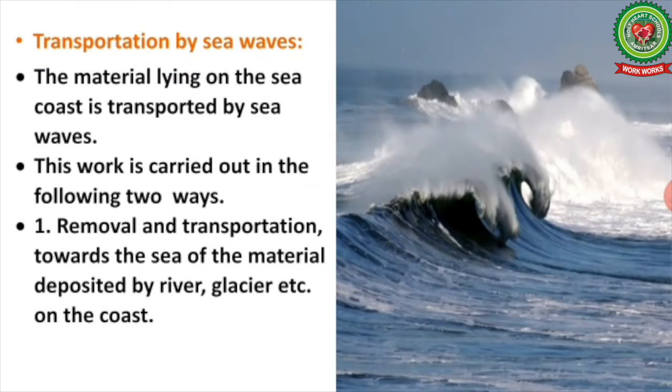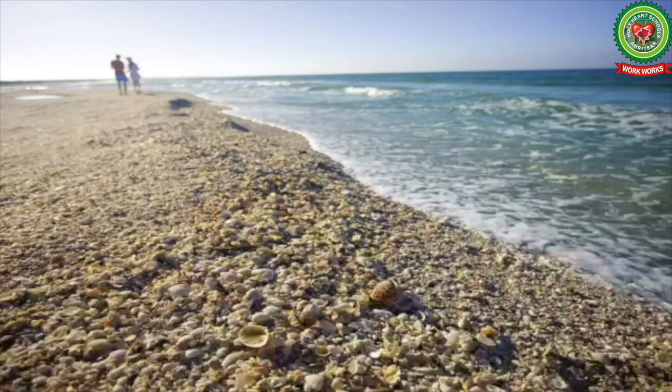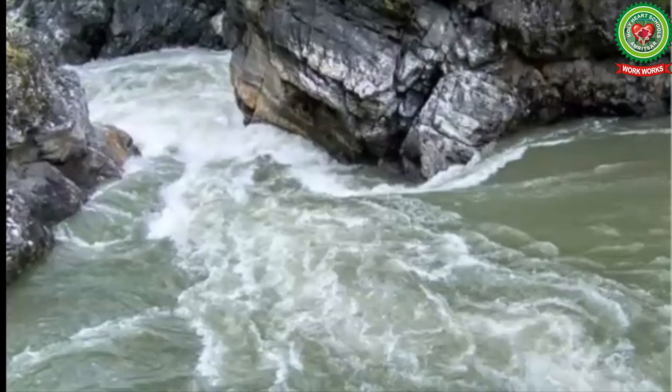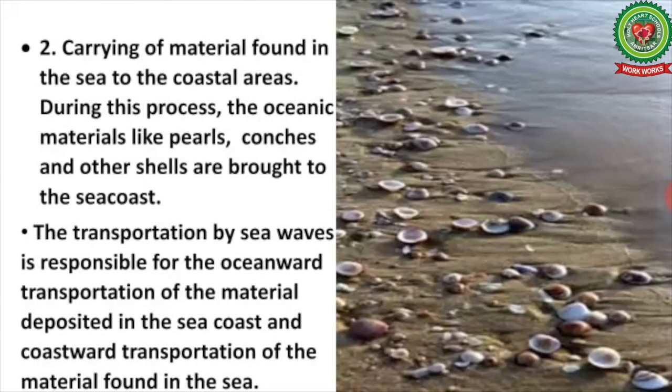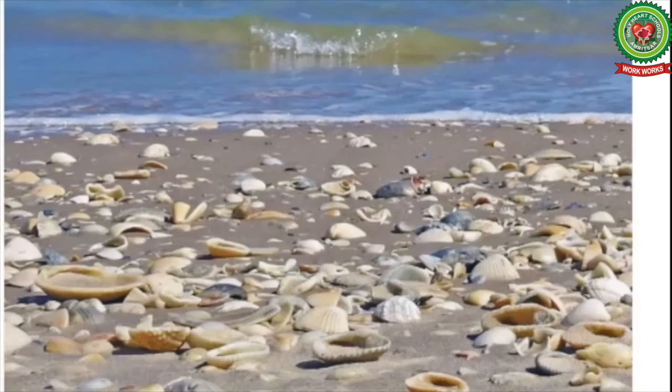Now let us study the transportation work by sea waves. The material lying on the sea coast is transported by sea waves. This work is carried out in the following two ways. The first is removal and transportation towards the sea of the material deposited by rivers, glaciers, or wind on the sea coast. And the second is carrying of material found in the sea to the coastal areas.